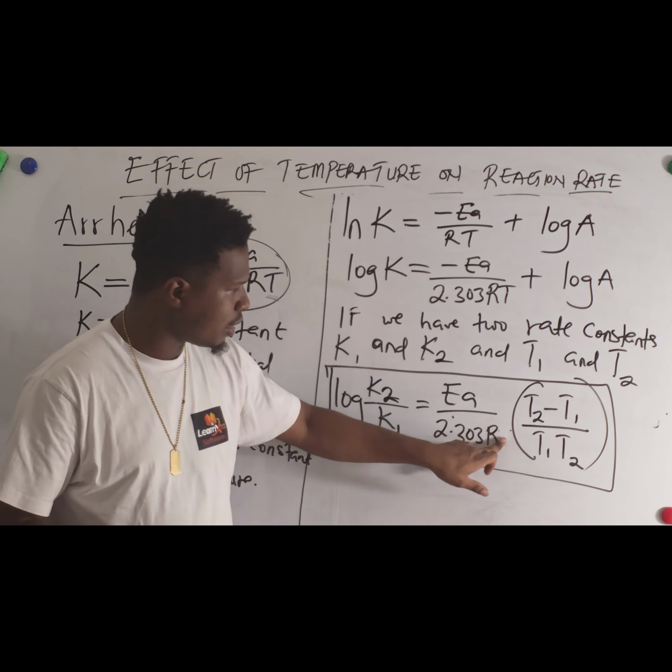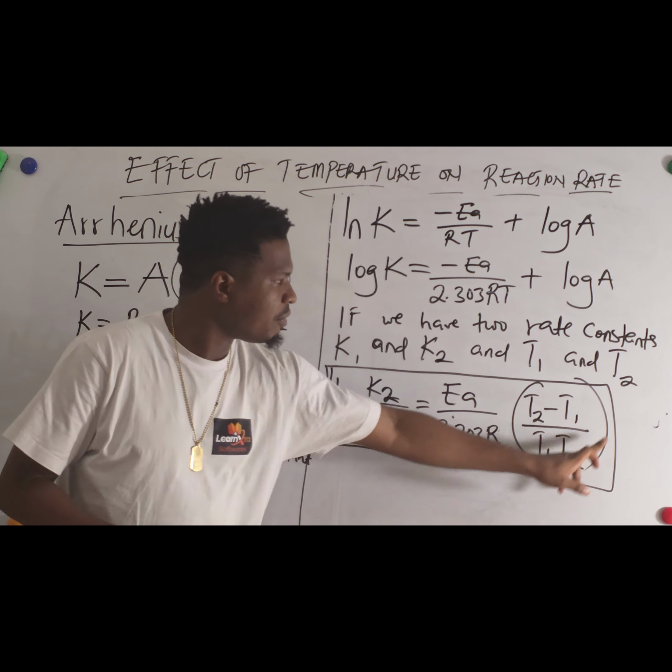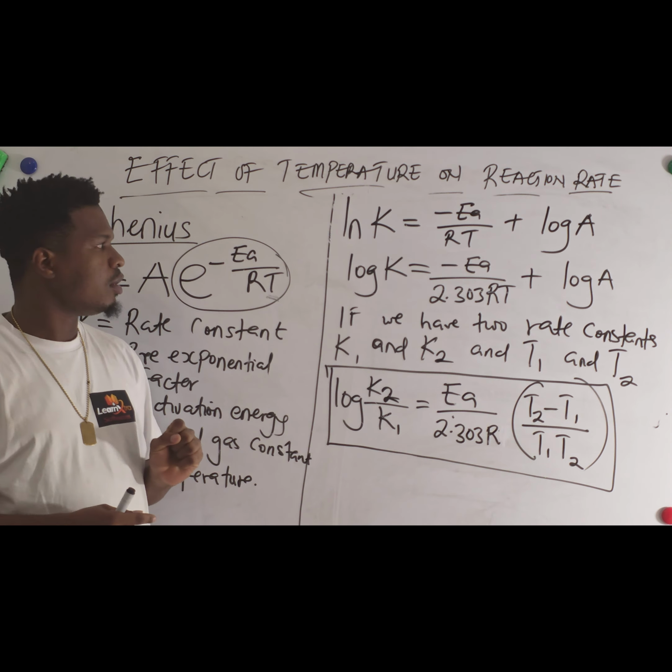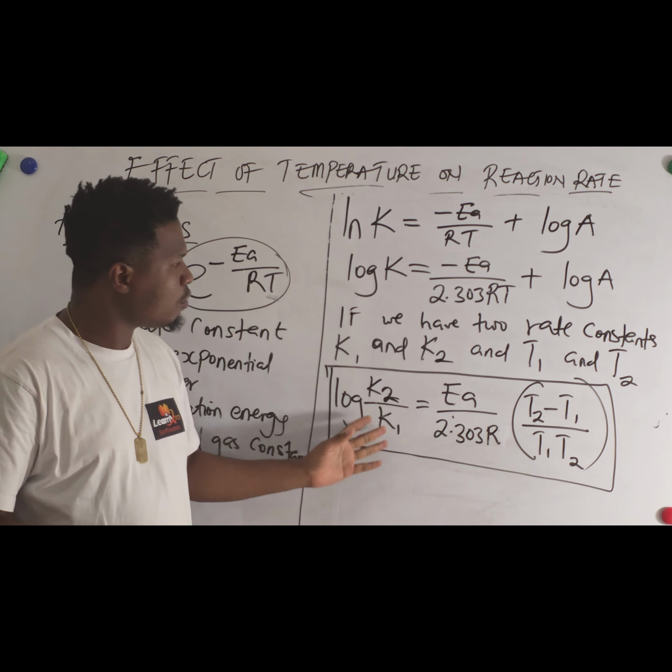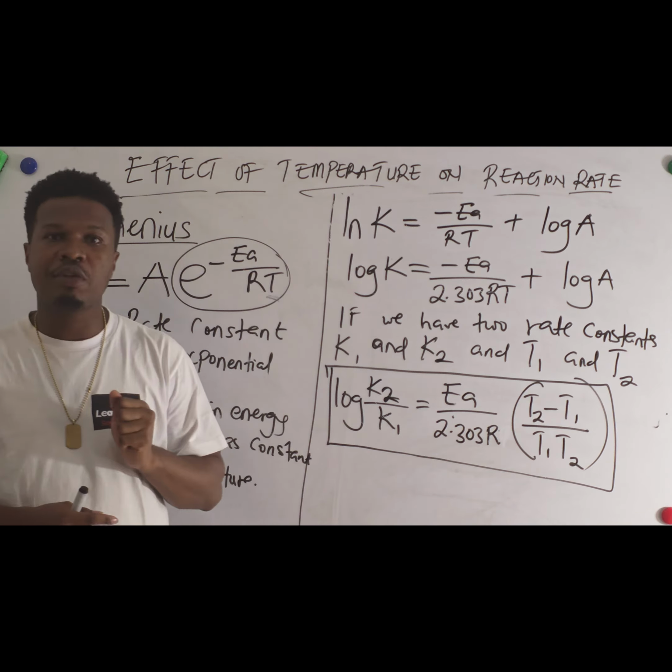I have to clean this. There's no T. We already simplified the T, which is this. So take note, if you simplify this equation, you have this. So this is what we call the Arrhenius equation.